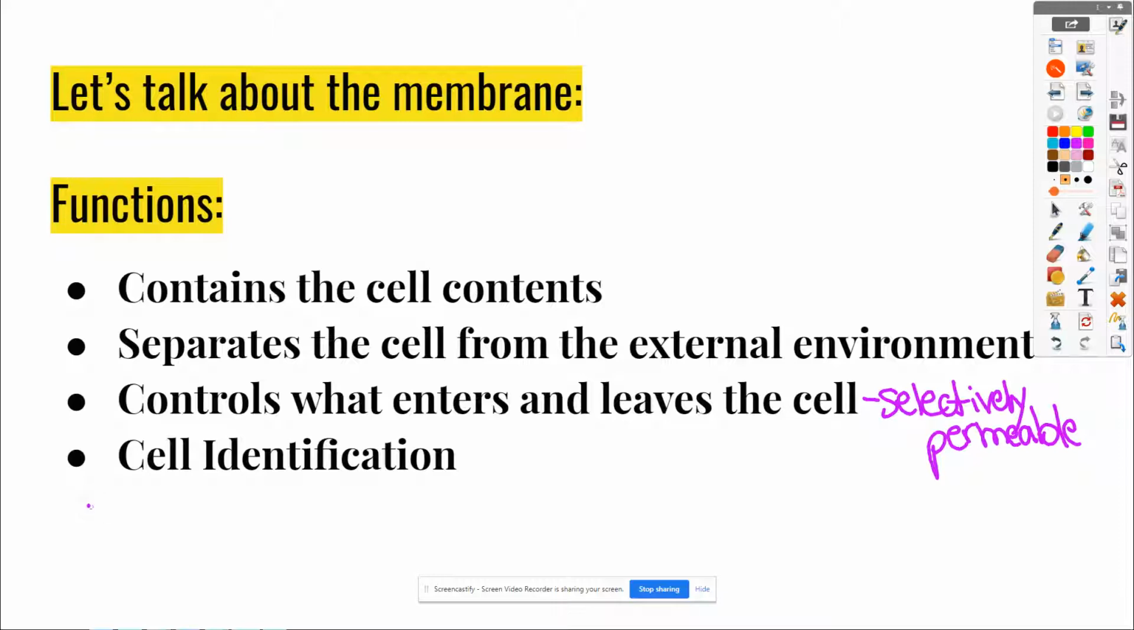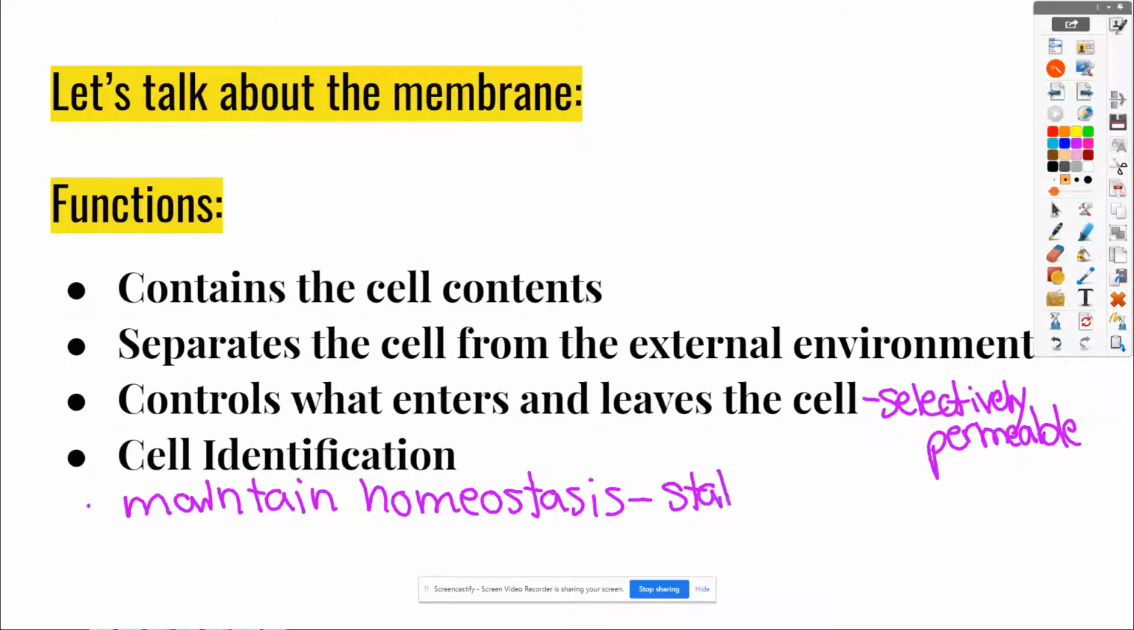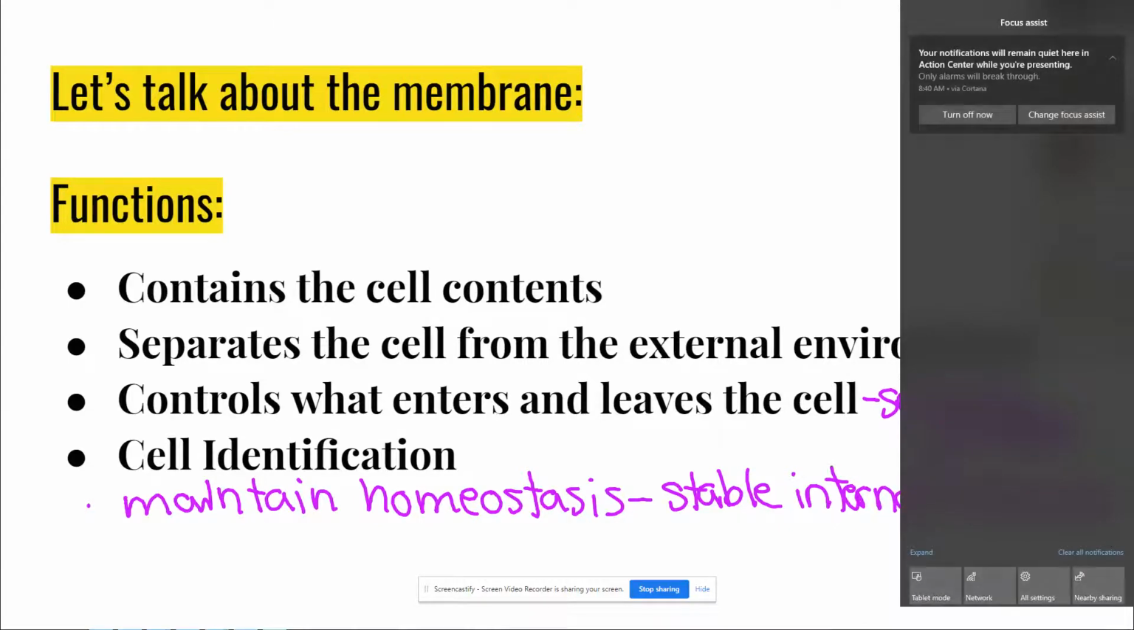Another function is to maintain homeostasis. And homeostasis is a stable internal environment. And as we move on with the cell membrane, we're going to learn some ways that the cell membrane functions to help maintain this. But those are the functions, some of them new, some of them the ones you learned with the organelles.